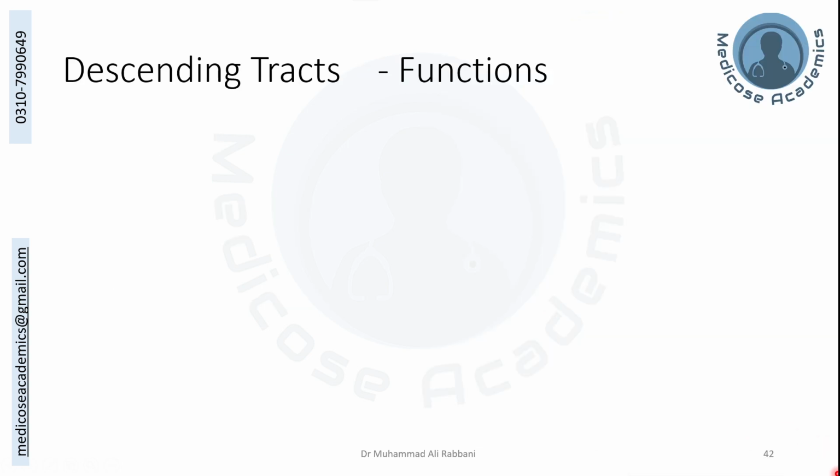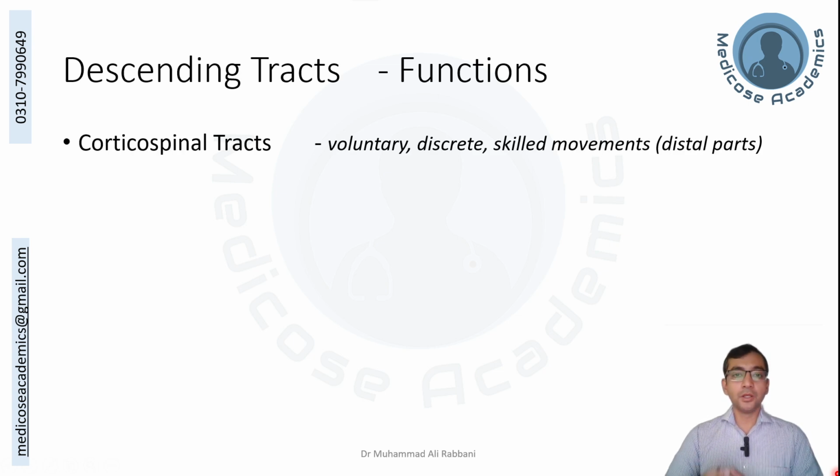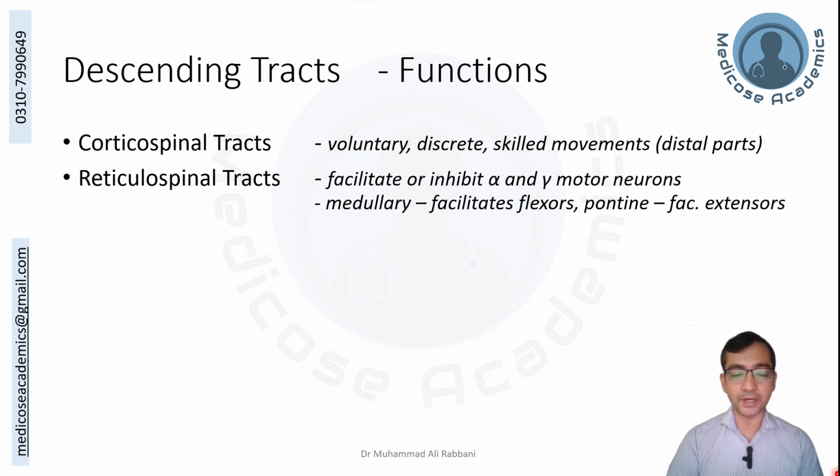So what different descending tracts are there and what are their functions? The corticospinal tract is the major one that we are going to discuss, and this is the tract which comes directly from the motor areas of the cerebral cortex all the way to the alpha motor neurons of the spinal cord. It is through this tract that voluntary, discrete and skilled movements are done, especially of the distal parts of the limbs, that is the fingers and all that. I'm talking to you right now, moving my hands and moving the pencil, all of this is through the corticospinal tract.